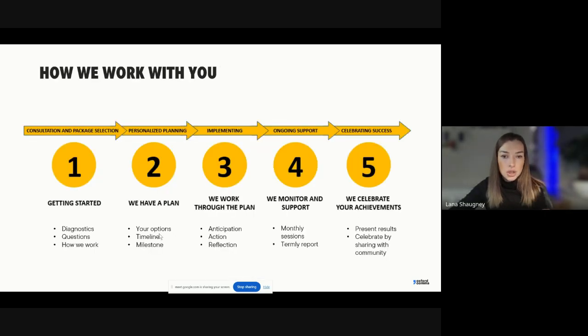So what we actually do in the beginning, we get you started with diagnostic questions and how we're going to proceed together. Then based on that, we figure out the plan. Based on the goal, we write out the plan of different activities, different options, different milestones, and we solidify that in a roadmap. Then we work through the plan. We iteratively go through different activities, we reflect, we monitor and support, and then we celebrate your achievements.